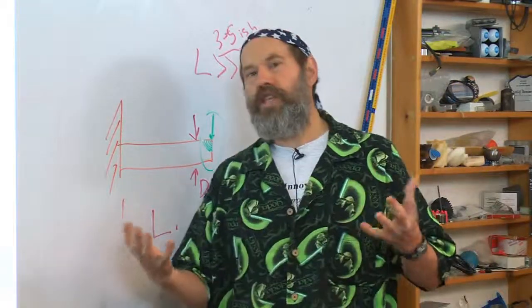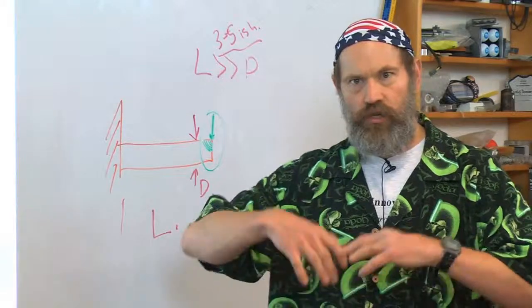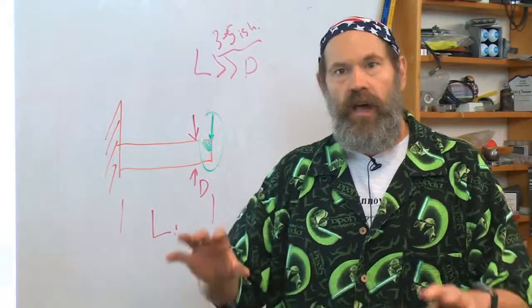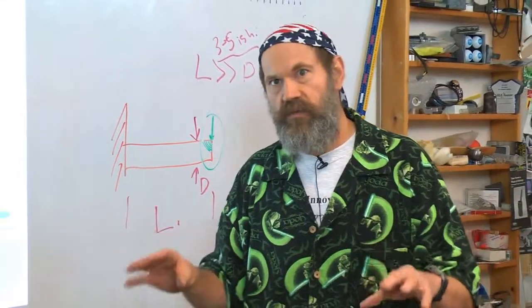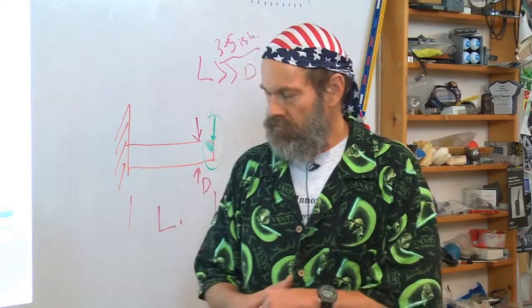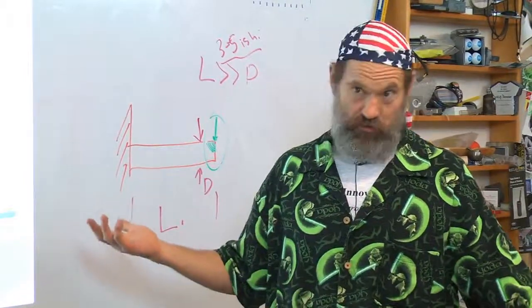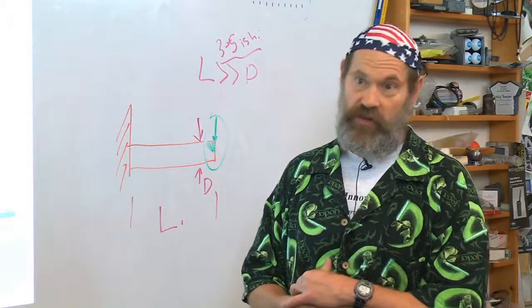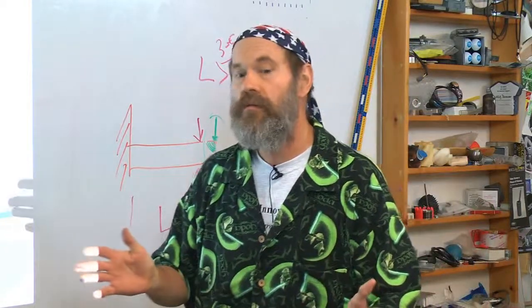So the way you use this in design is, if I want to control something, I have to grab it by 3 to 5 characteristic dimensions. If I don't want to be controlled by it, I stay 3 to 5 characteristic dimensions away.